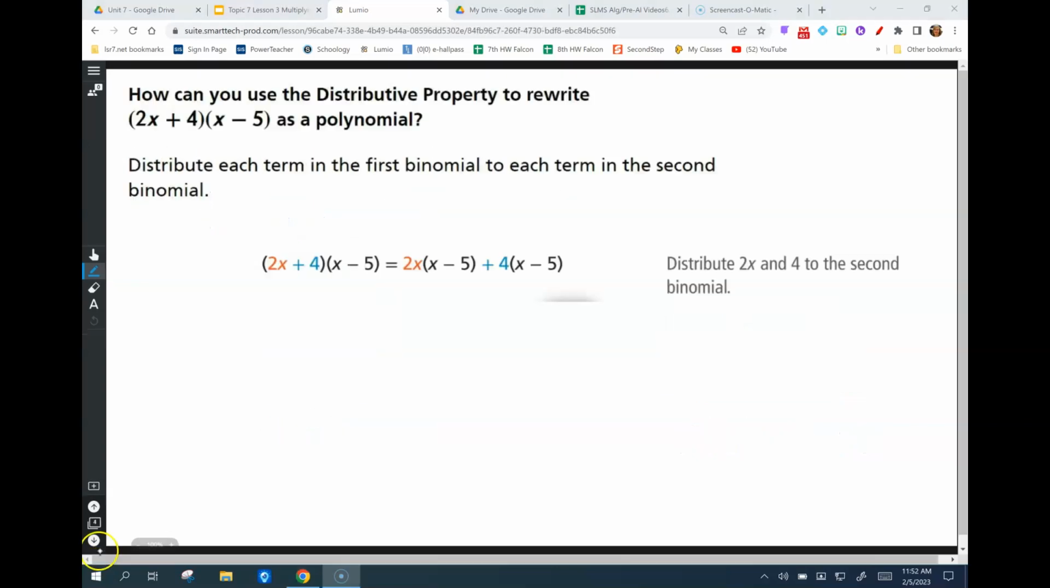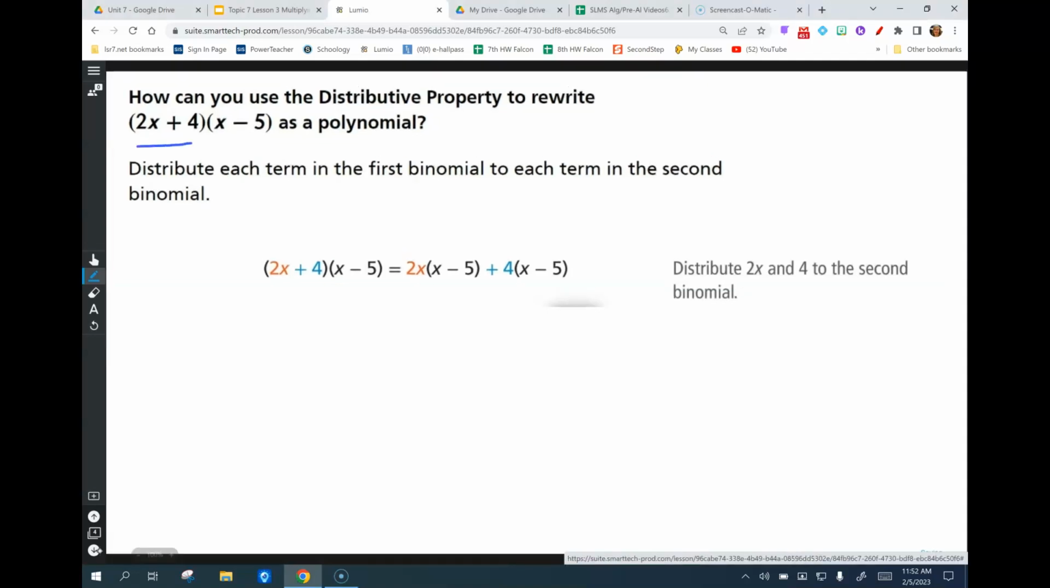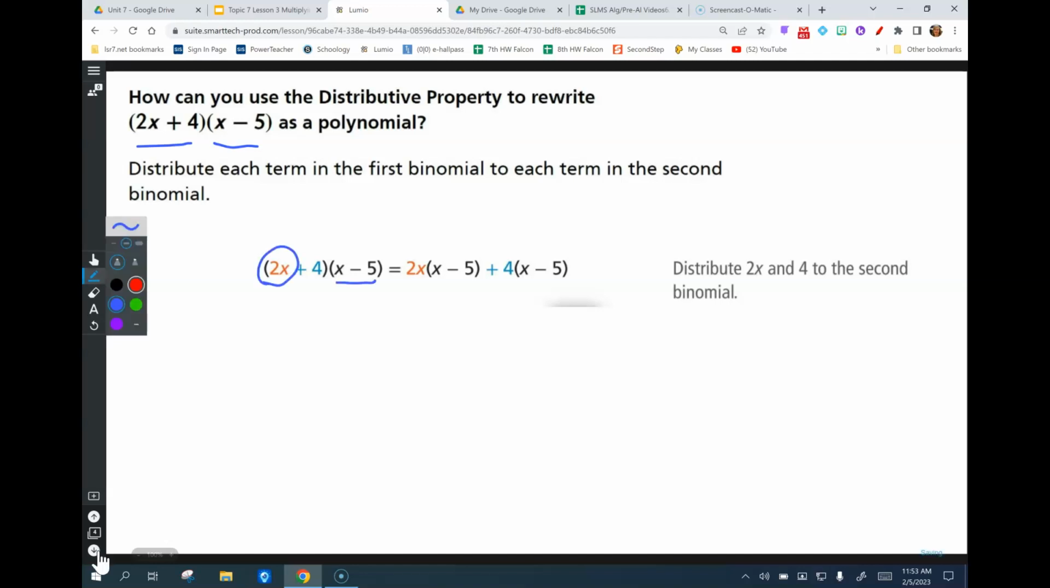Okay? Now we're going to multiply a binomial times a binomial. Okay? And we're going to distribute each term in the first binomial to each term in the second one. So what this is showing is that I'm going to take 2x times x minus 5. And then I'm going to take 4 times x minus 5. So I'm going to do both of those. And you can just distribute the 2 and everything. So this is a way you can write it out.